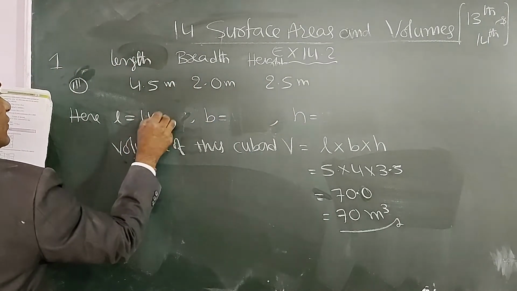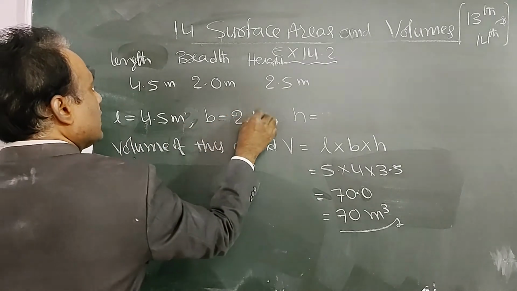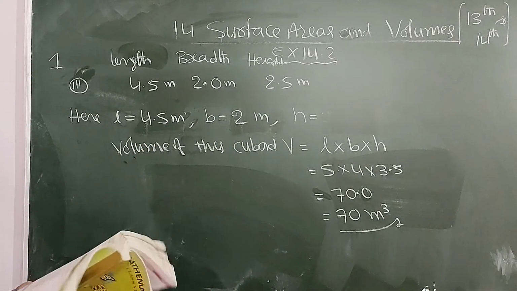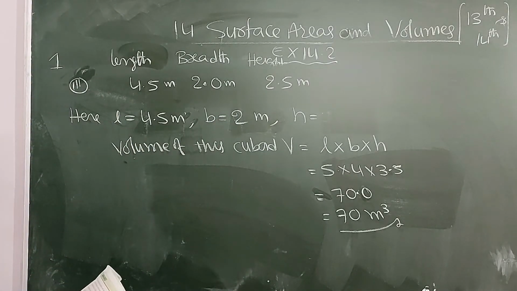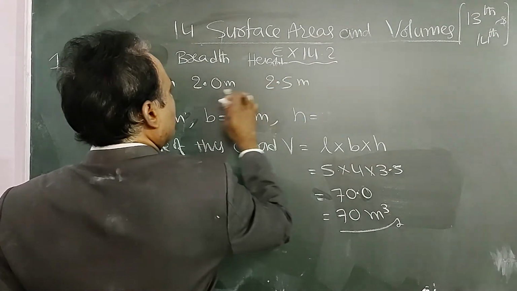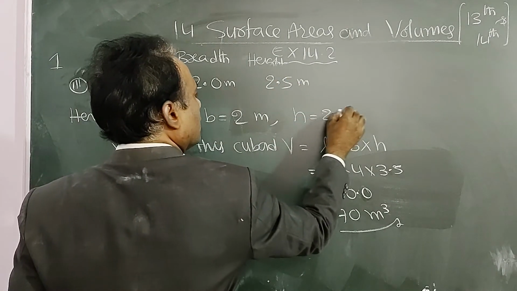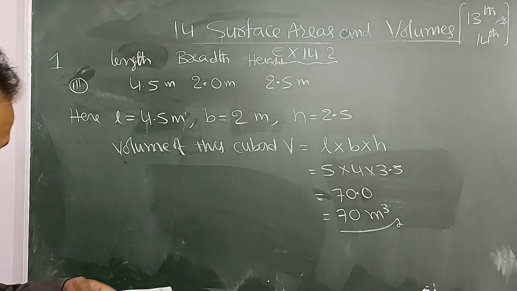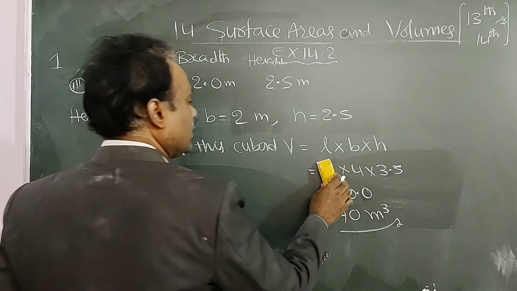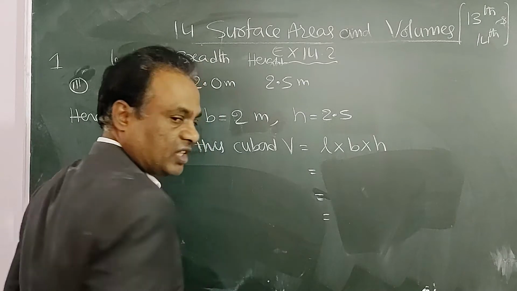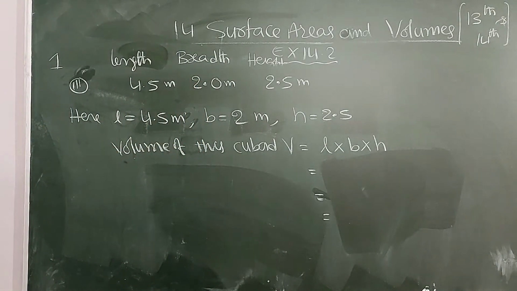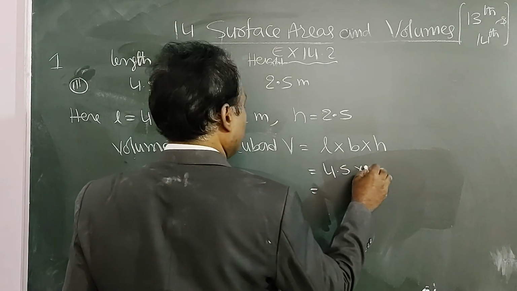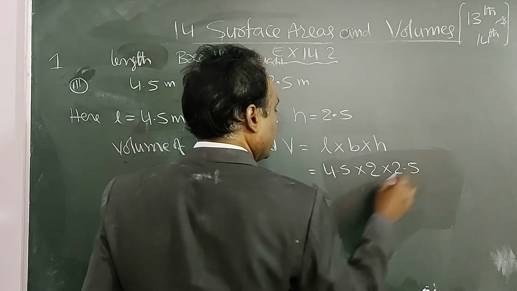So this first one is the length, second one is the breadth. After decimal there is no significance for 0. So after decimal, no need of writing 0. If after 0 something is there, then we have to write it. But if our last number is 0, we should not write it. Length is 4.5, breadth is 2, height is 2.5. This is the formula, students. Length into breadth into height. Length is 4.5 into breadth is 2 into height is 2.5.